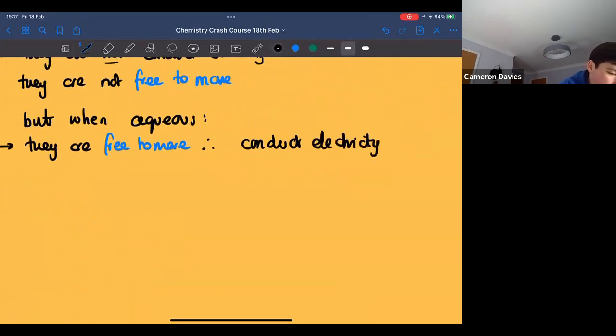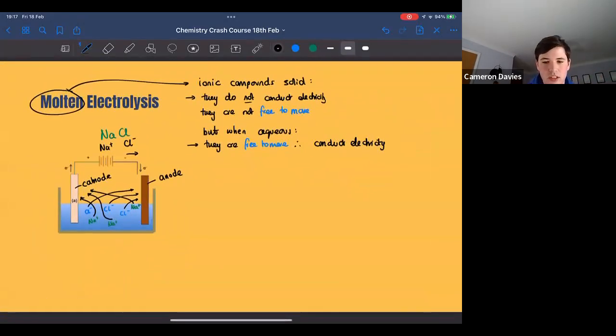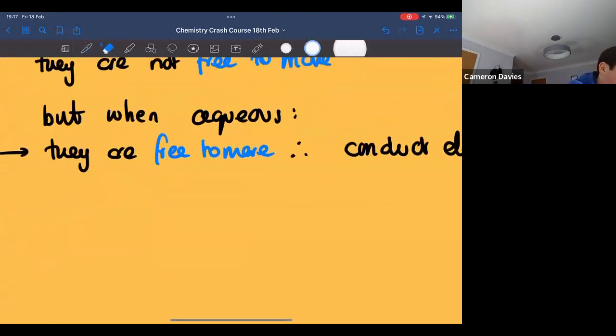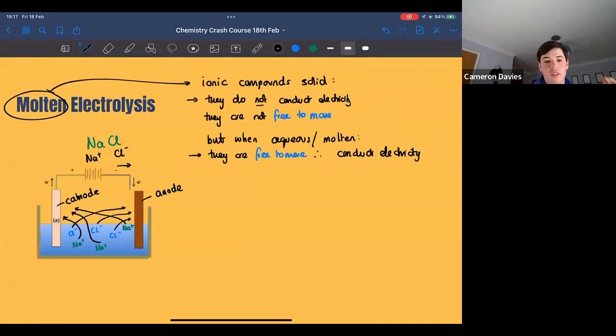And that's obviously very important because we need ionic compounds to conduct electricity when they are in this solution, so that they can then go to the electrode and produce the products. Yeah, so as you said, only when molten. Sorry, that was a mistake. So when they are aqueous or molten, so when ionic compounds are dissolved in water or they're molten, they are free to move, and so they can conduct electricity.